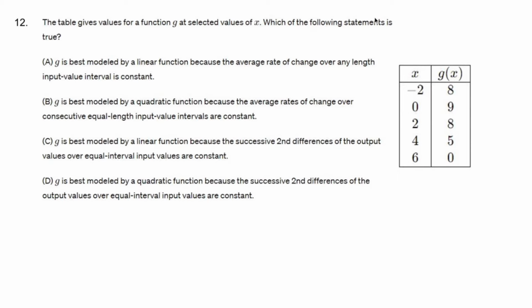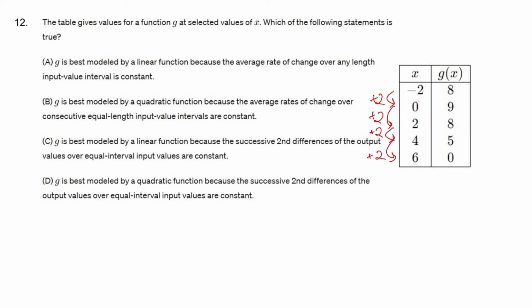The table gives values for a function g at selected values of x. Which of the following statements is true? So it looks like it wants us to talk about linear or quadratic. So this is what I have to do. I have to make sure that the x values go up by the same number every time, and they go up by 2. Now, usually when you see these, they go up by 1. But in this problem, they go up by 2.